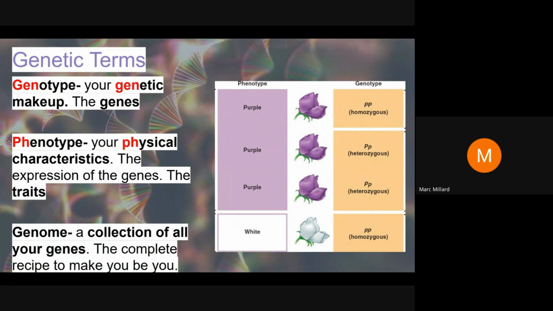Okay, so when we look at these things, you're going to see the words genotype and phenotype. A genotype is the genetic makeup of the genes. So these would be genotypes, the letter combinations, right? Big P, big P, heterozygous, also heterozygous, or little p, homozygous recessive versus homozygous dominant. Phenotype is your physical characteristic, the expression of the gene, whether that's purple flowers on this plant or white flowers. A genome is a collection of all your genes, the complete recipe to make an organism like you be you.